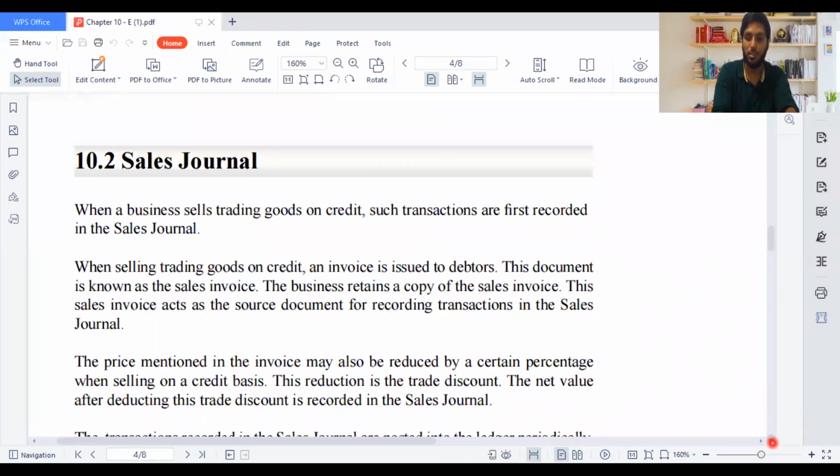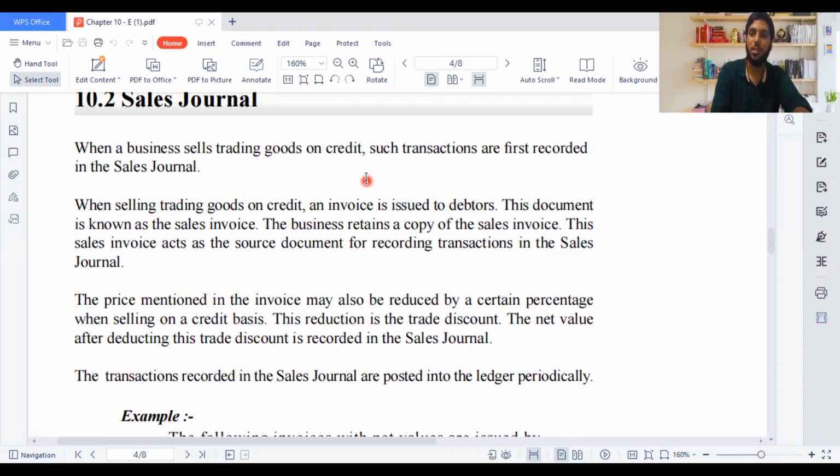So sales journal. What is a sales journal, guys? As I said in the purchase journal, when you purchase goods on credit, we should record it under the purchase journal, right? The same way, when you are selling goods on credit to credit customers, we should record it under the sales journal. When we sell goods on cash, we don't record it in the sales journal. When we sell goods on credit, we should record it under the sales journal. That's what you need to remember.